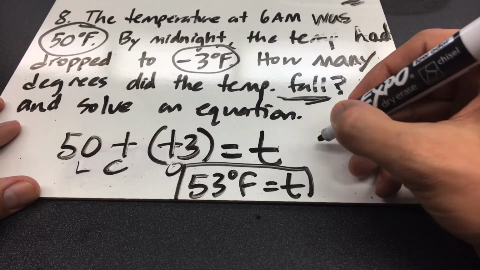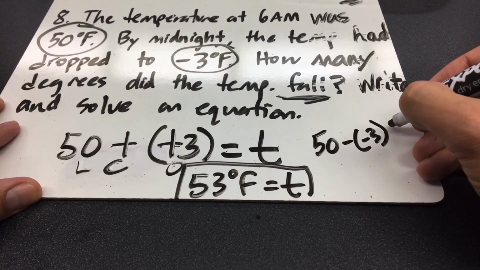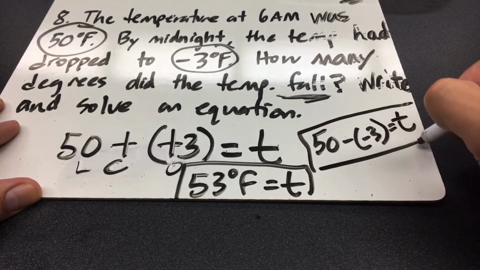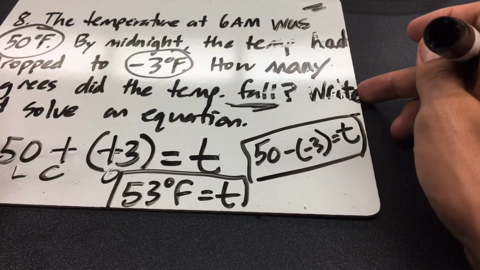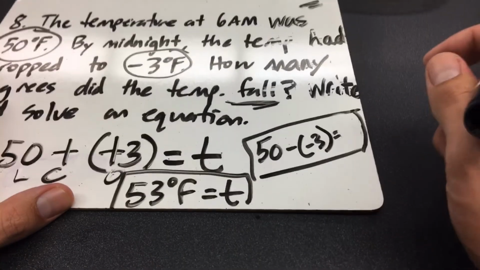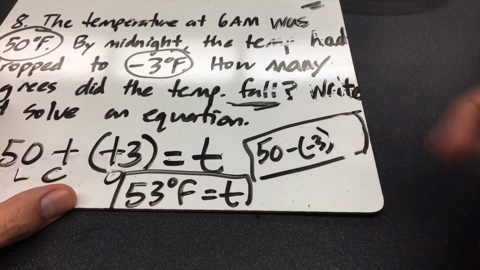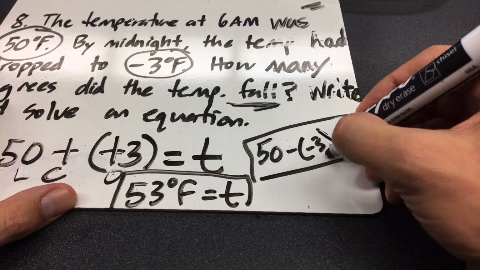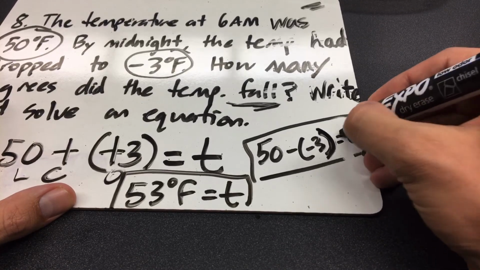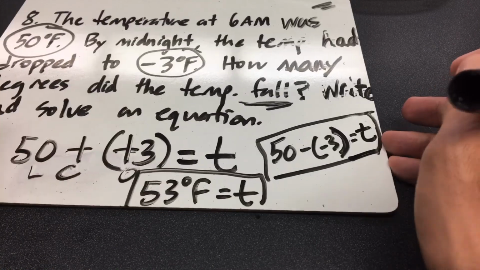So my equation would be what we wrote originally. Here's my equation. 50 minus -3 equals T. See how when you do an equation, you have to have an equal sign, and you have to have something on both sides of an equal sign, right? Just writing 50 minus -3 is not an equation. No, that's not good enough. That's an expression. That's not an equation. When it says write an equation, you need to have an equal sign, and you need to have something on the other side of the equal sign. And in this case, I picked the letter T, but you could have picked any letter you wanted.